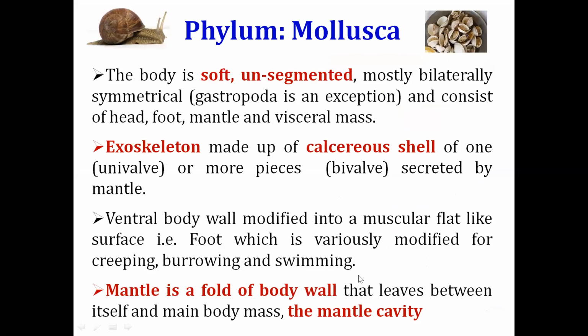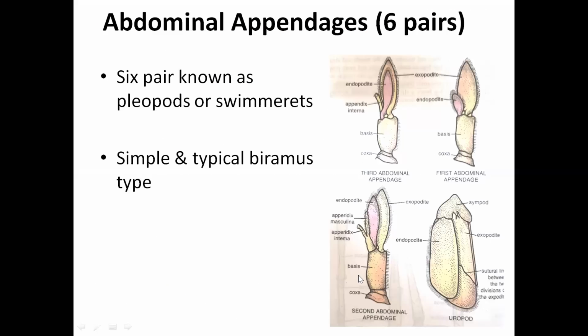Okay, then now see the second abdominal appendage. When we see the second abdominal appendage, there is one additional process or growth. This is known as appendix masculina. If we see the second abdominal appendage of male, it has appendix masculina. If it is of female, it doesn't have appendix masculina.